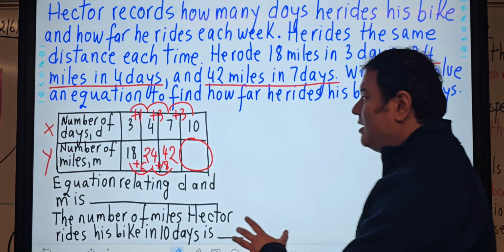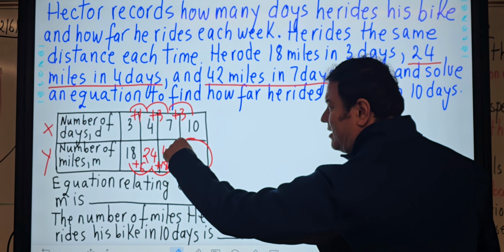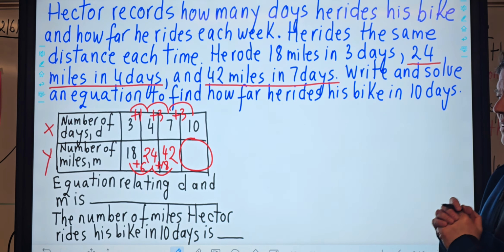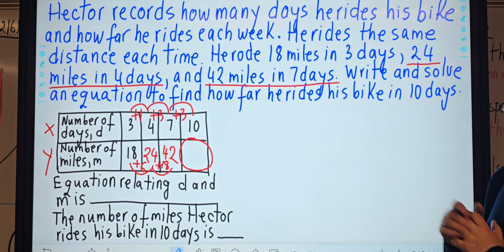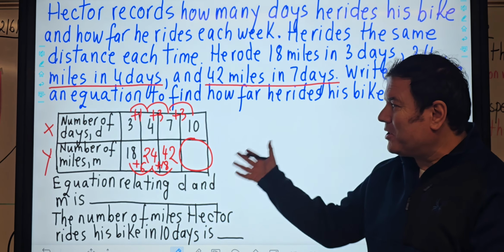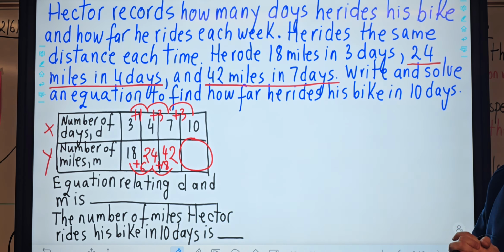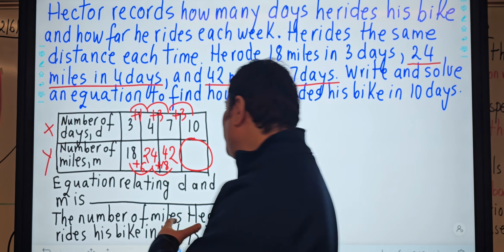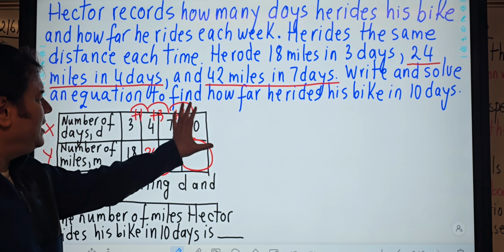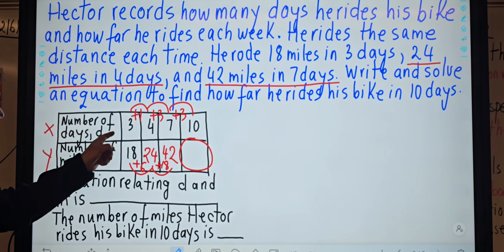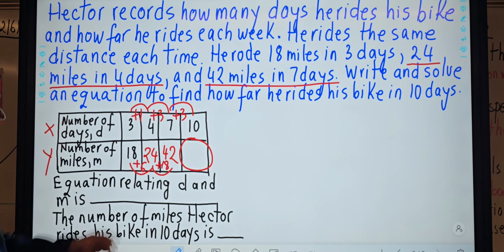Now, let's see if we can find the number of miles to fill in the blank right there. So we can try to create an equation, and then once we create an equation, we can find the answer. Let's pretend we did not have the 10 there. Then we see the pattern here: plus 1 and then plus 3, and here plus 6 and plus 18.